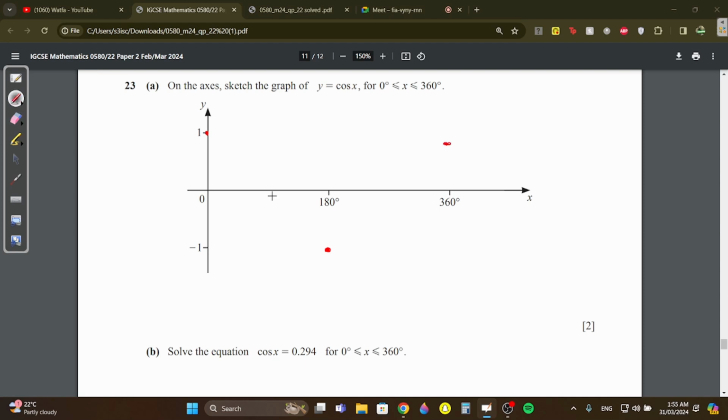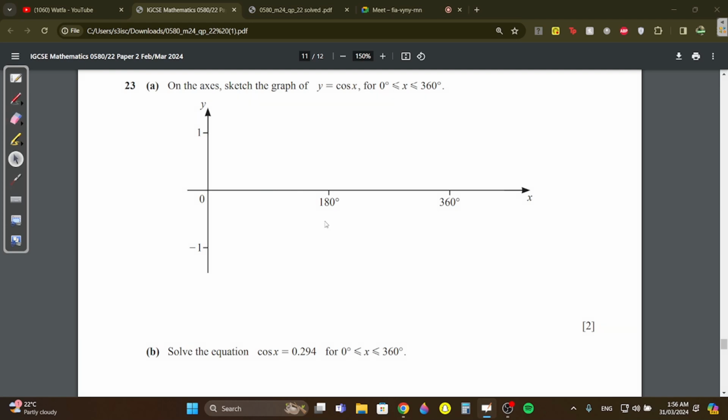But in between 0 and 180, it goes through 90, and at 90, it passes through 0. And between 180 and 360, it goes through 270, where it also passes through 0. You should memorize the cosine and sine graph. They're very important. Now you just connect the dots. This is your graph.